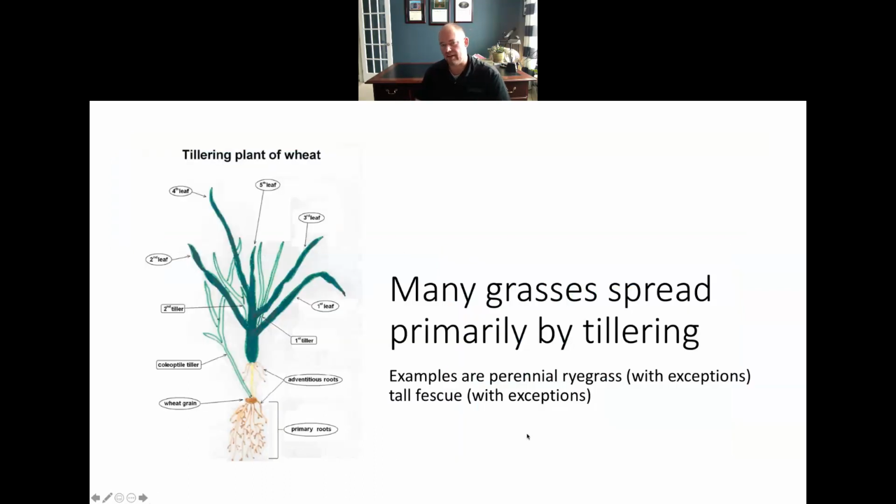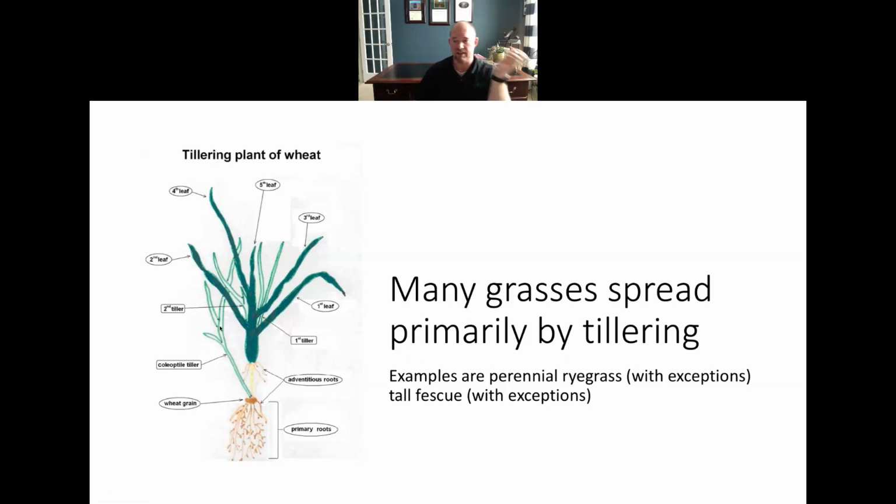So most grasses spread primarily by tillering. And again, this would be an example of perennial ryegrass. Again, there's always exceptions to the rule, but generally speaking, if we have to generalize around about, say, tall fescue or perennial ryegrass, they predominantly reproduce or spread by tillering. Again, this allows the plant to very quickly populate an area.